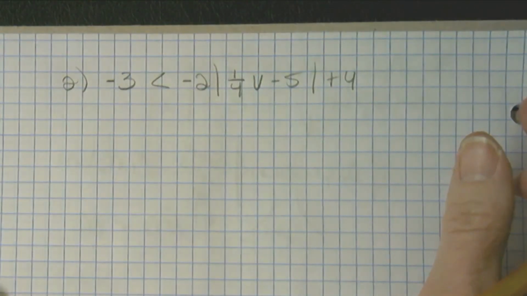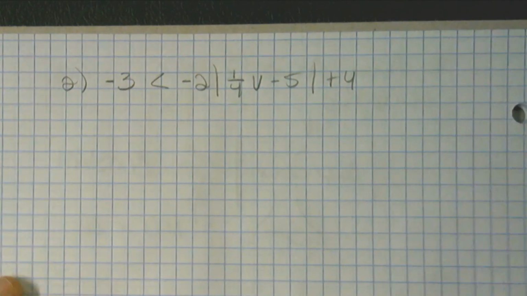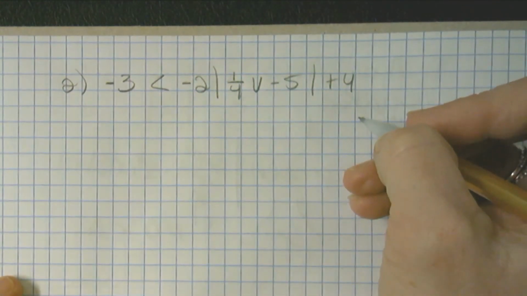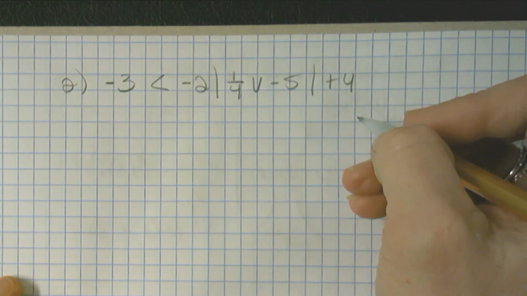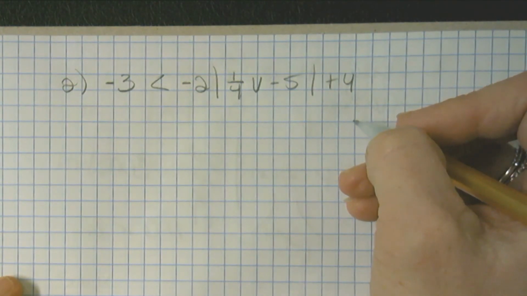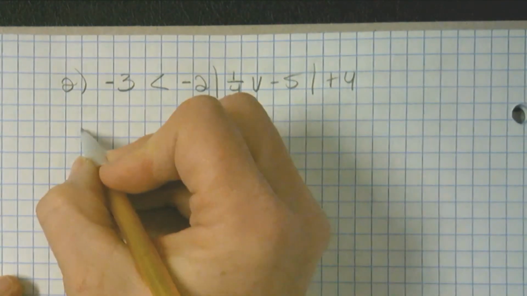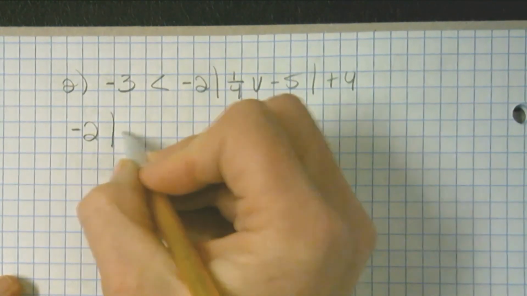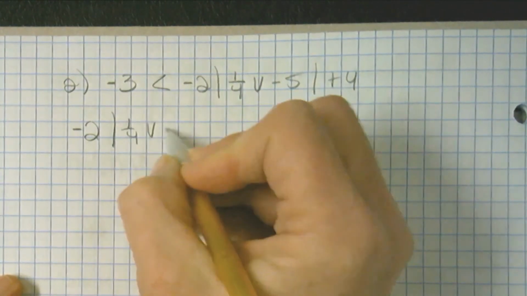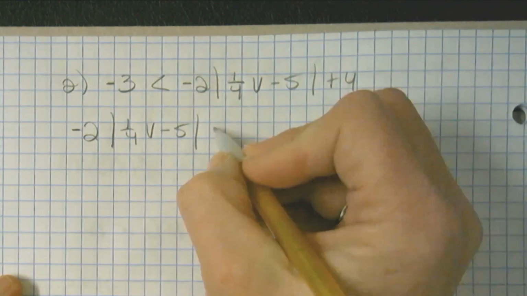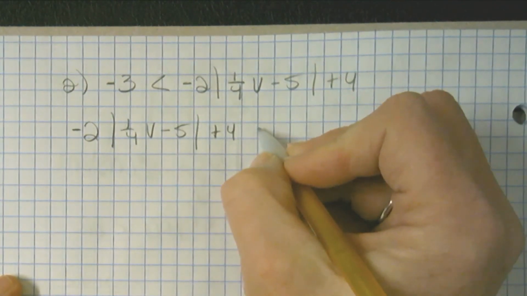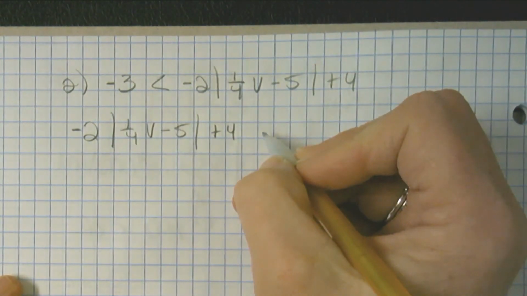What am I going to do first? Joseph? We're going to switch sides. You're going to do that now? Yeah. Okay. So I'm just going to rewrite exactly what I have here. I have negative 2 times the absolute value of 1/4 v minus 5. Why am I doing that? Because I want the absolute value of this expression on the left side.